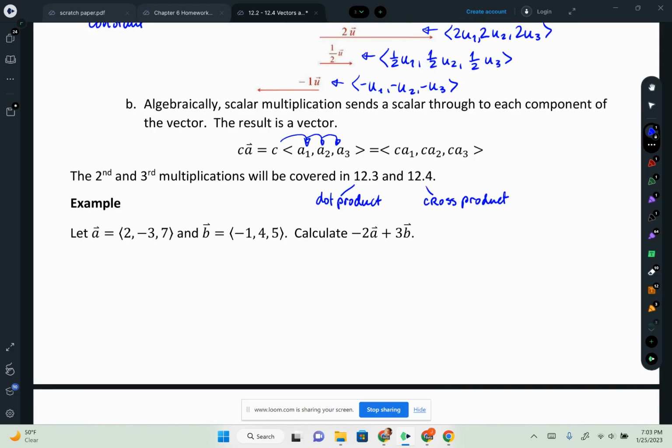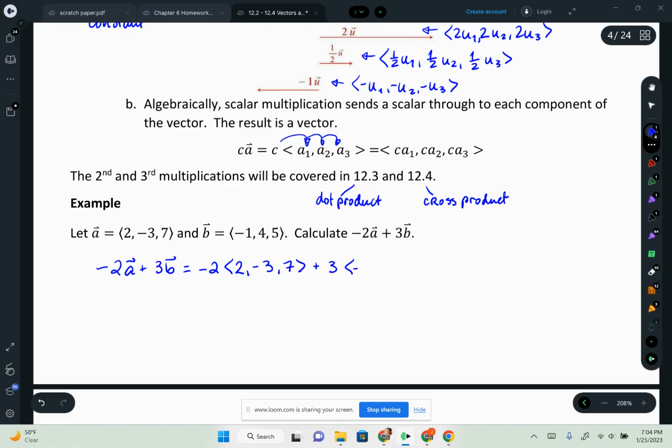Let's say that we have 2 vectors, A and B. A has components 2, -3, and 7. B has components -1, 4, and 5. And we're told to calculate -2 times A plus 3 times B. Well, -2 and 3 are just scalars. That's it. So we should be able to do this. I'm going to take -2 times A plus 3 times B. Now I'm going to go ahead and put in my A vector. So it's -2 times the vector 2, -3, 7, plus 3 times the vector -1, 4, 5.